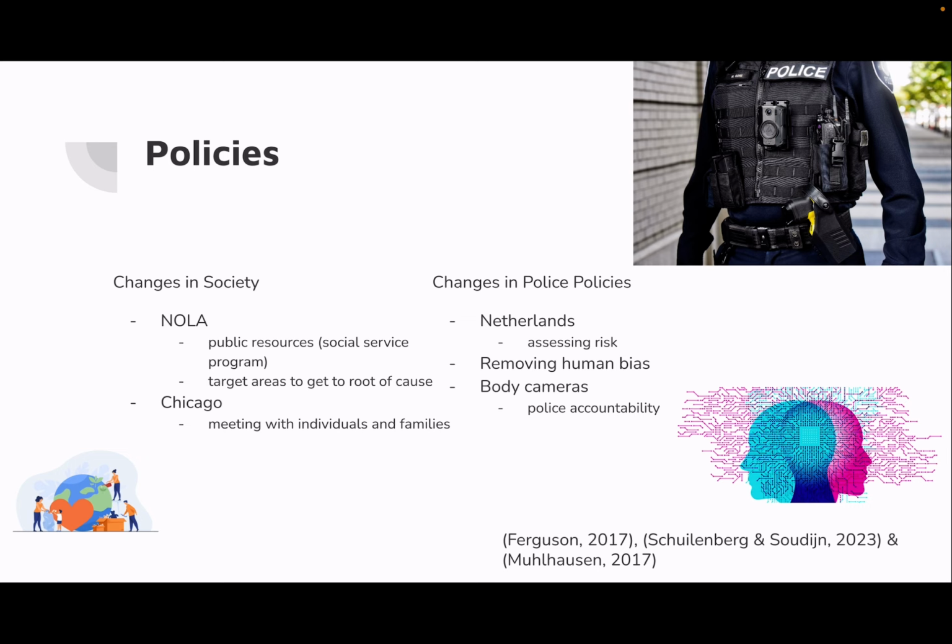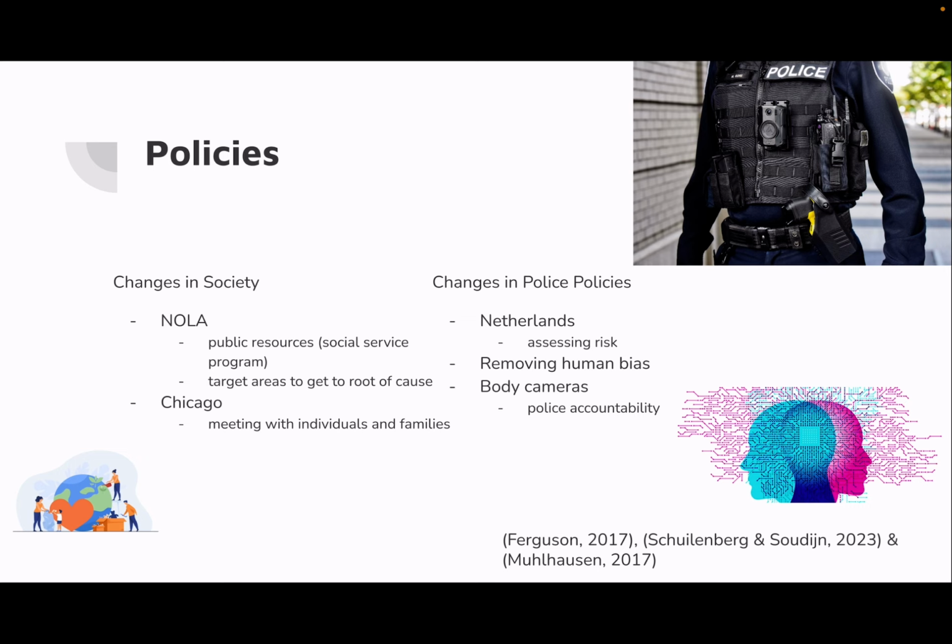Chicago went a different route with the data. Whereas both got the data on these potential individuals that might be committing crime or certain areas where crime will be happening, Chicago took that data and decided to meet with individuals and their families who are on these lists to tell them that they're being watched, and for their safety if there's potentially going to be crime happening against them.